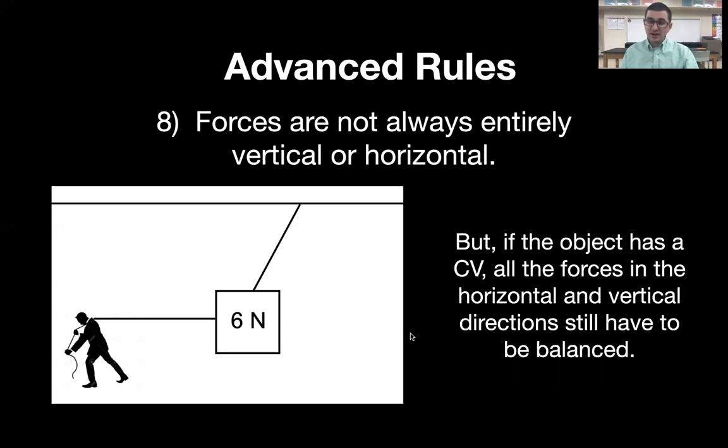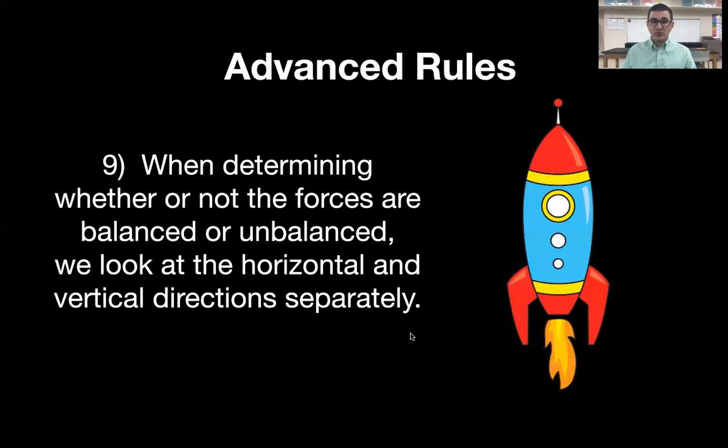Rule number 9: if the object has a constant velocity, all the forces in the horizontal and vertical have to still be balanced. This is really important and gets us into rule number 9, which is that when determining whether or not the forces are balanced or unbalanced, we look at all the horizontal forces and all the vertical forces separately.